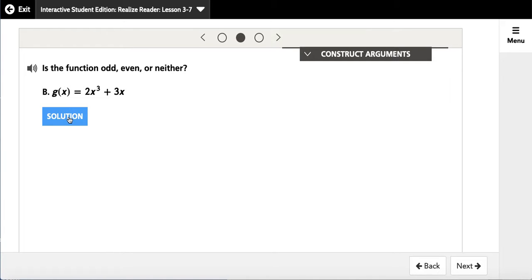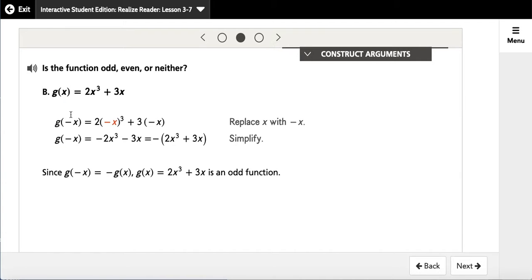Let's see what we have here. This looks like it might be an odd function because it's got a 3. The way to test to see if it has point symmetry is to substitute negative x for both places where there's x. Now, negative x to the third power is negative x cubed, so that makes this a negative 2x cubed. And then 3 times negative x makes this a minus 3x. Since negative 2x cubed minus 3x is the exact opposite of what we had as far as signs, therefore it's an odd function.